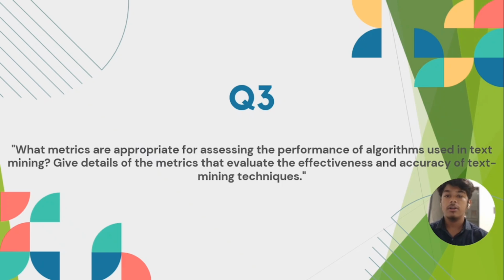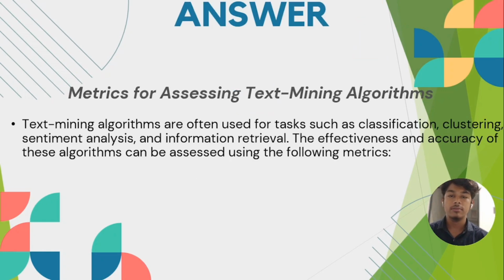Now question number 3, what metrics are appropriate for assessing the performance of algorithms used in text mining? Give details of the metrics that evaluate the effectiveness and accuracy of text mining techniques. Text mining algorithms are often used for tasks such as classification, clustering, sentiment analysis, and information retrieval. The effectiveness and the accuracy of these can be assessed using the following metrics.